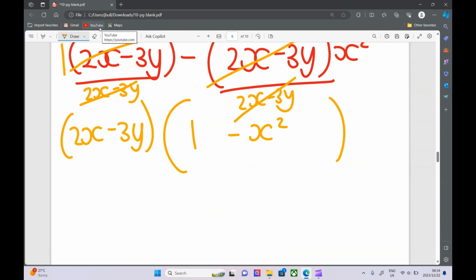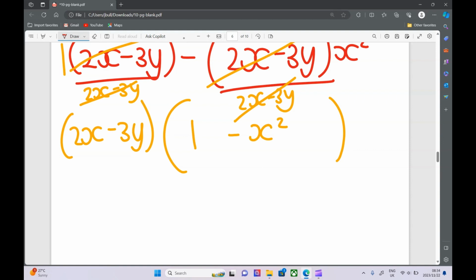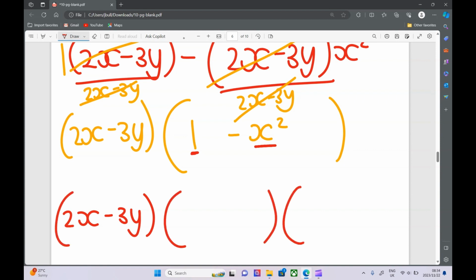So next of all, usually once you've done a common factor, there's usually difference of two squares or there's a quadratic. In this case, again, we have difference of two squares because 1 is a square number and x squared is a square number. So we write 2x minus 3y, and then for the difference of two squares, we always have two brackets. A plus in one, a minus in one. The square root of 1 is just 1. The square root of x squared is just x. And there is our fully factorized answer. Okay, I really hope that helped.